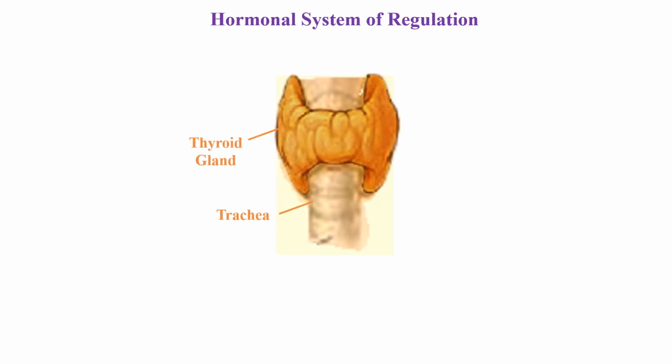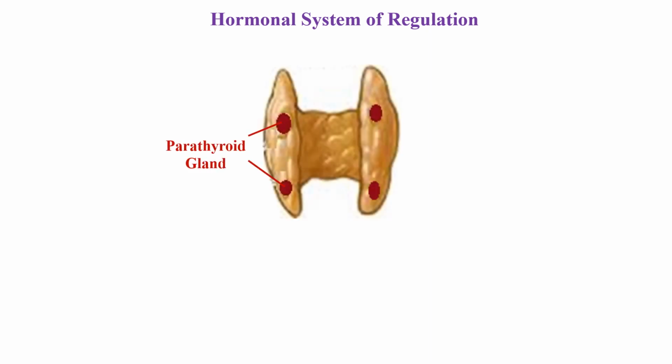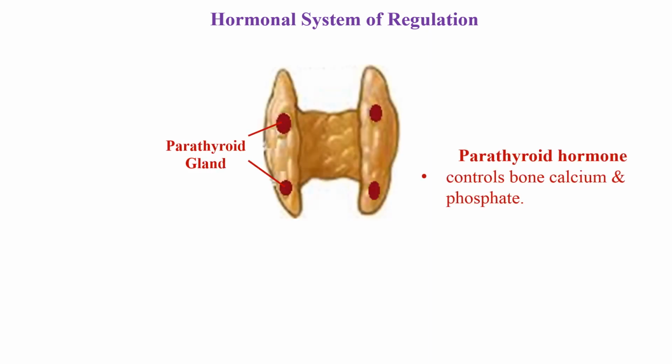For example, thyroid gland. Thyroid gland is found near the trachea and secretes thyroid hormone. Thyroid hormone increases the rate of most chemical reactions in all cells. The parathyroid gland secretes parathyroid hormone. Parathyroid hormone controls bone calcium and phosphate.